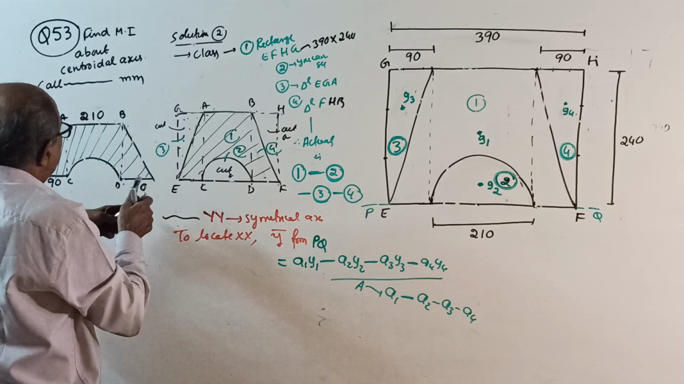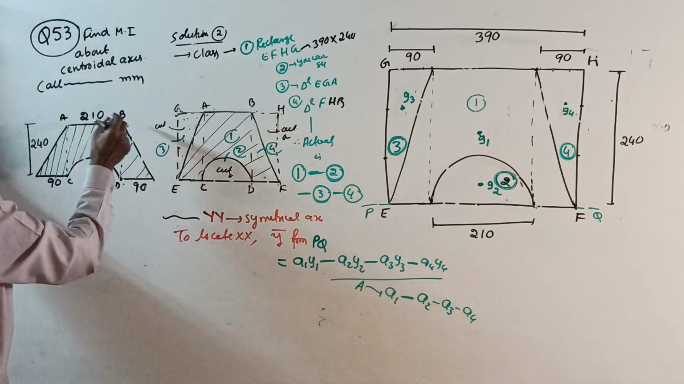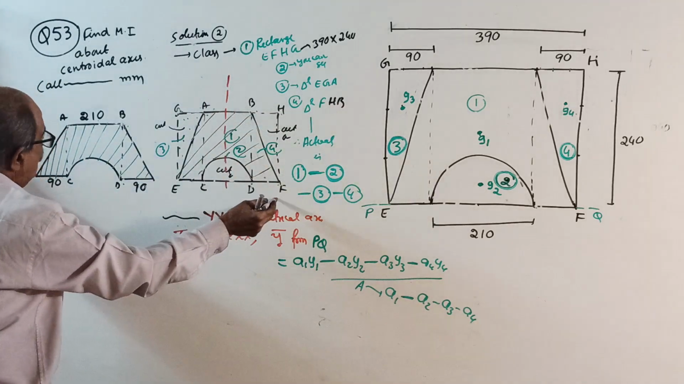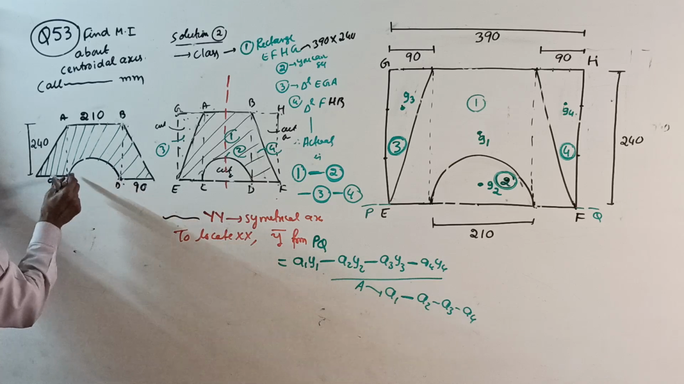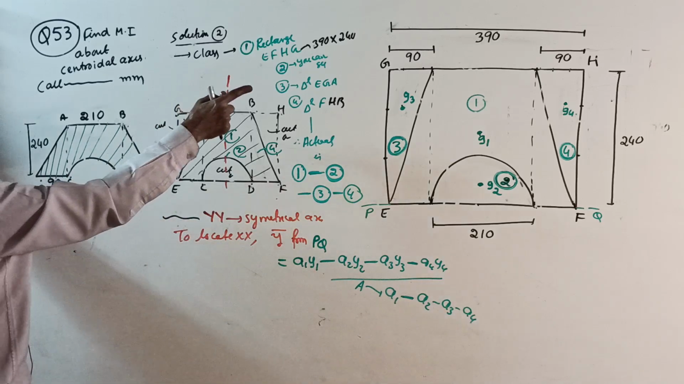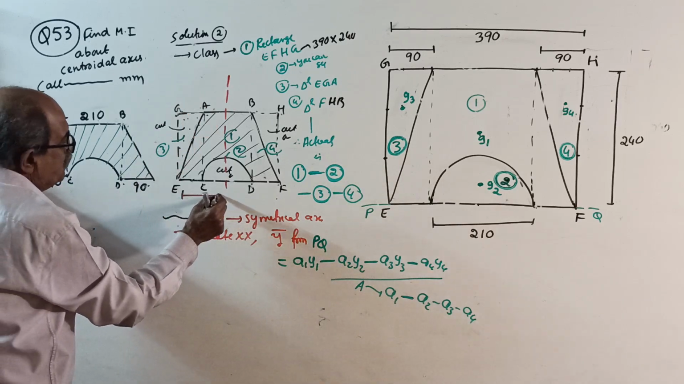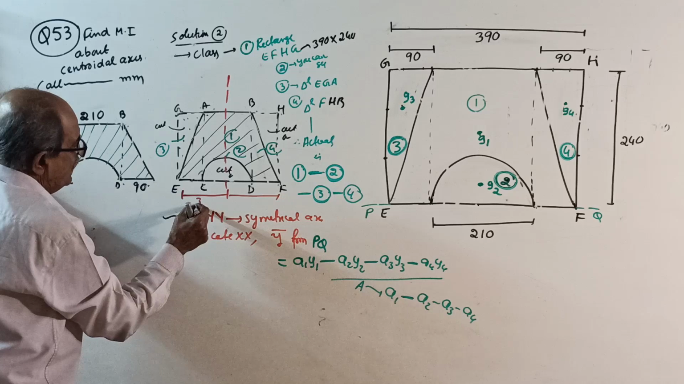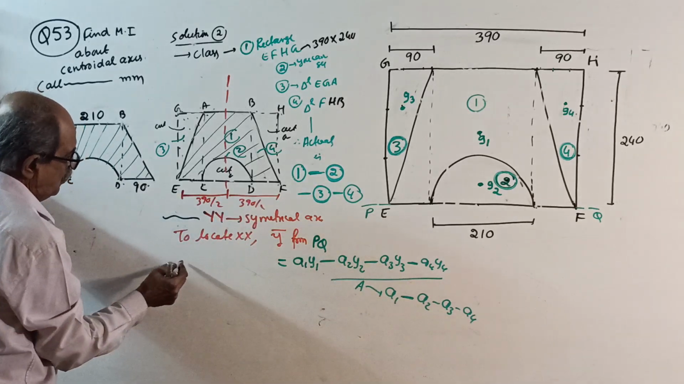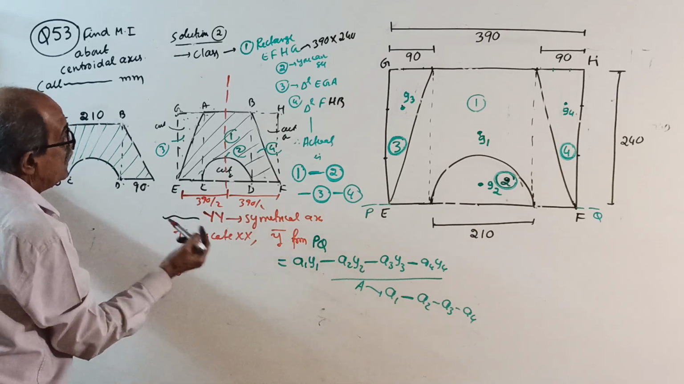Don't waste time. You write this in your sketch right here: this is the axis of symmetry. Full is 210 plus 90 plus 90, which is 390. It is 390, meaning both sides are 390 by 2, 390 by 2. No need of locating X bar, so you require only Y bar.